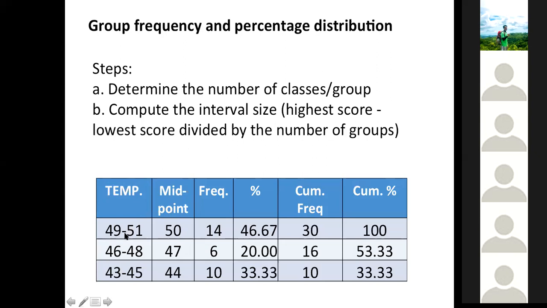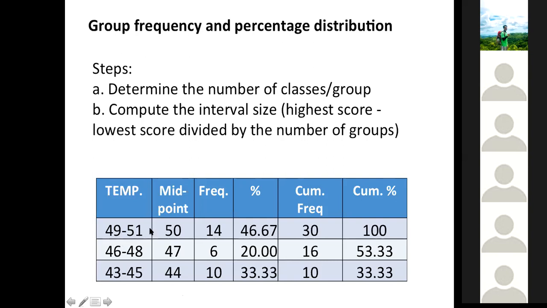So 3 from 43: 43, 44, 45, and then 46, 47, 48, and 49, 50, and 51. And then we have the groups with an interval of 3. So remember, the way to find the interval is the highest score minus the lowest score divided by the number of groups that you want. So 51 minus 43 is 8, divided by 3 because you want 3 groups, and then the groups will be 43 to 45, 46 to 48, and 49 to 51.